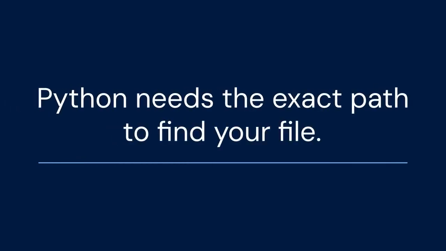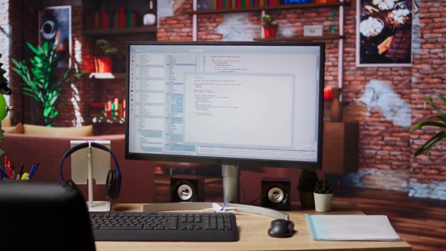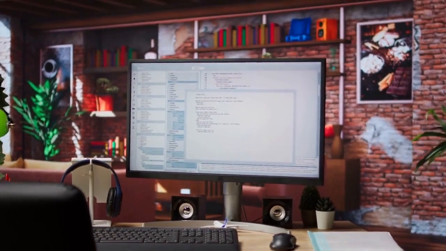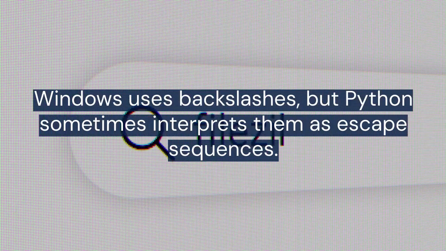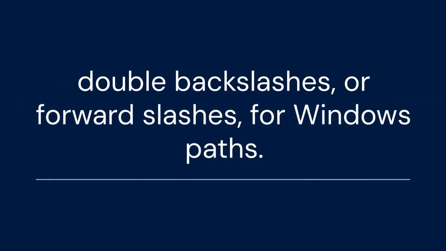Python needs the exact path to find your file. Double-check your spelling, capitalization, and directory separators. Windows uses the backslash symbol, but Python sometimes interprets them as escape sequences. Use raw strings, prefix your path with r, use double backslashes, or use the forward slash symbol for Windows paths.